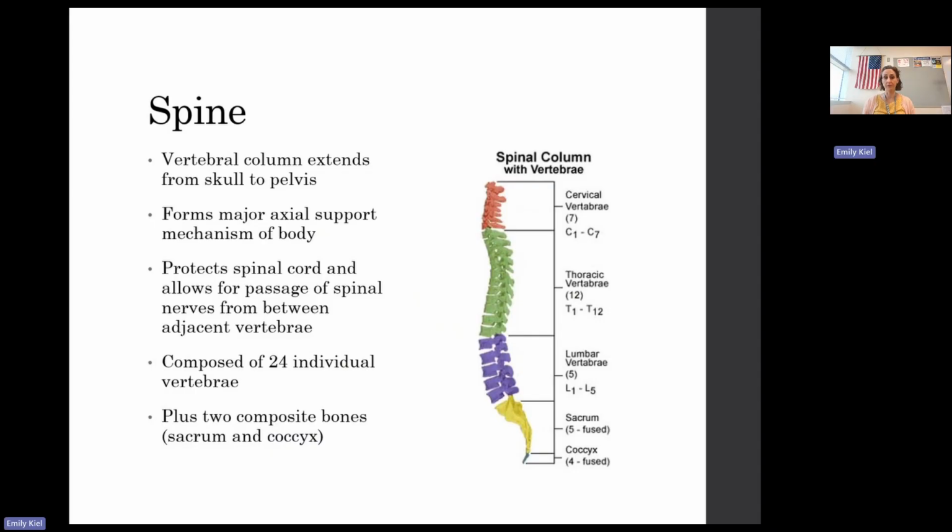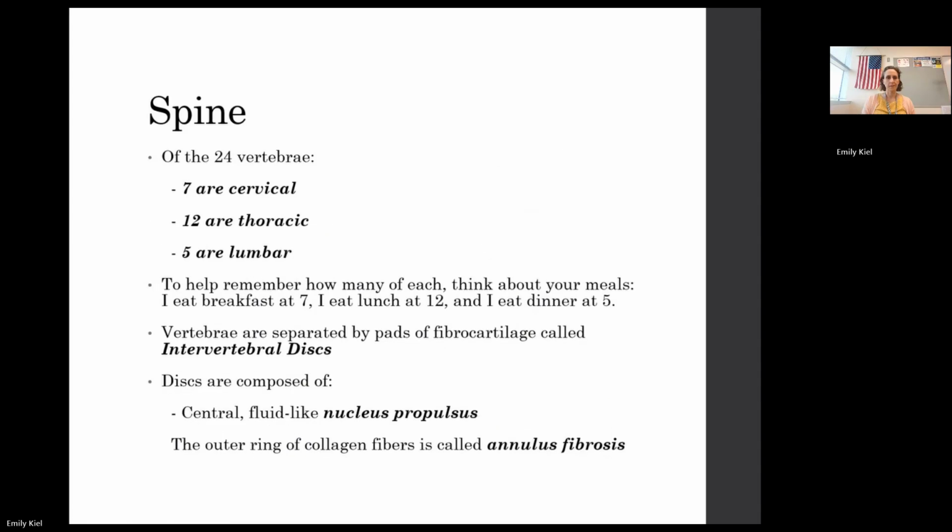And it's made up of 24 vertebrae and 2 composite bones, being bones that are fused. So you want to know how many vertebrae are in each section of the spinal cord. So there's cervical vertebrae, there are 7 of them. There are 12 thoracic vertebrae, 5 lumbar vertebrae, 5 sacrum, and 4 coccygeal. And you can see we label them. So C1 is the first cervical vertebra. So keep those in mind, know those numbers of the vertebrae.